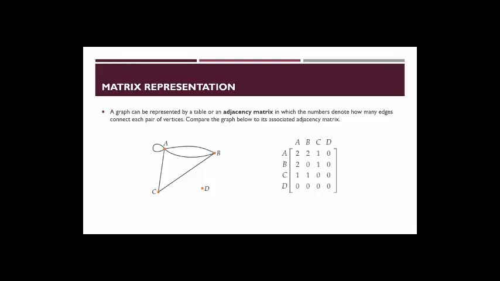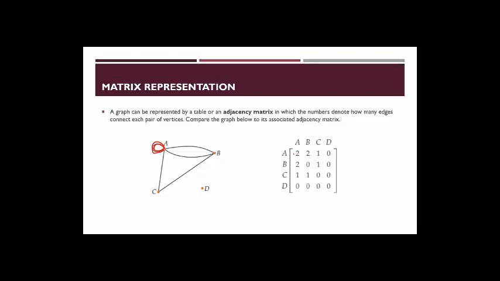Before we go to example number 1, the adjacency matrix. The adjacency matrix shows how many edges connect each pair of vertices. Compare the graph below. For vertex A to A, the A to A direction: clockwise 1, anti-clockwise 1, making 2. Therefore there are 2 loops at point A. We write A to A as 2.